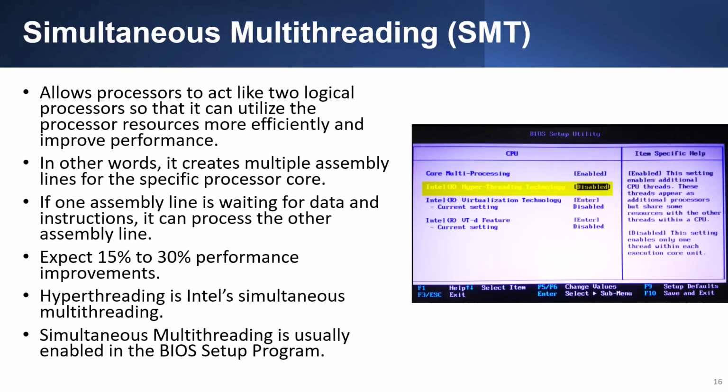Today, Intel and AMD processors have simultaneous multithreading, or SMT, which allows the processor to act like two logical processors so that it can utilize the processor resources more efficiently and improve performance. It accomplishes this by queuing multiple assembly lines so that if it has to wait for data instructions, it can jump to the other assembly line. Typically, SMT offers 15 to 30% performance improvements. Intel SMT is called hyperthreading. For hyperthreading to be turned on, it must be enabled in the BIOS setup program. The BIOS setup program will be discussed more in future videos within this series.